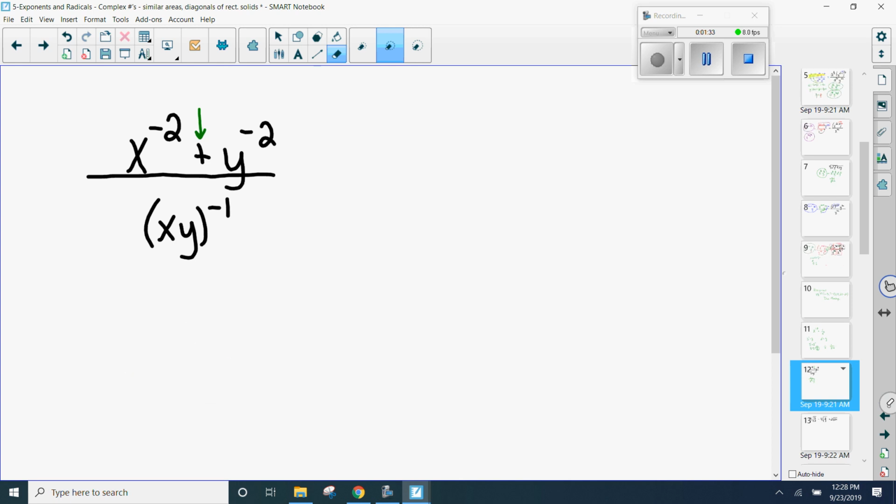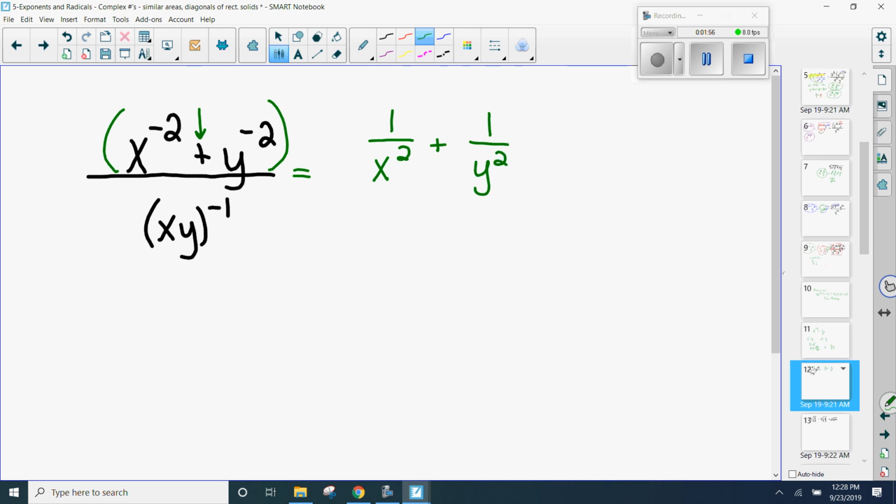Yes, Wilson? So what would you do if x was the negative first? You put that up there, but how would you put it in the fraction? We're going to show this as a complex fraction. So the first thing we want to do is focus on just this numerator part, writing them as positive exponents. So you get 1 over x squared plus 1 over y squared. I just wrote the numerator with positive exponents. Now focus on the denominator and write that as a positive exponent, 1 over xy.